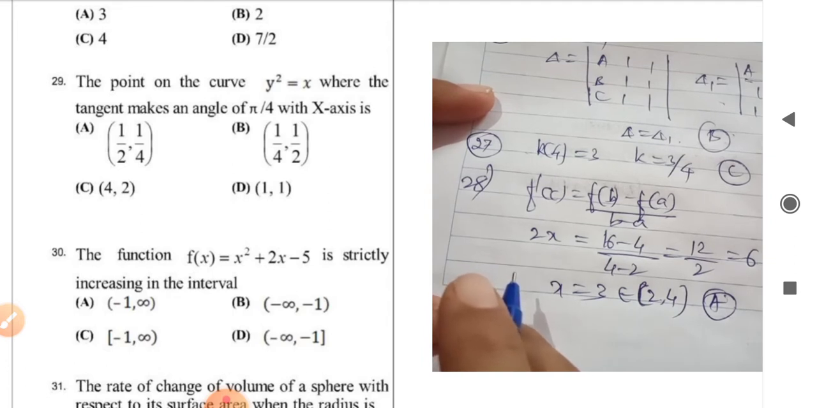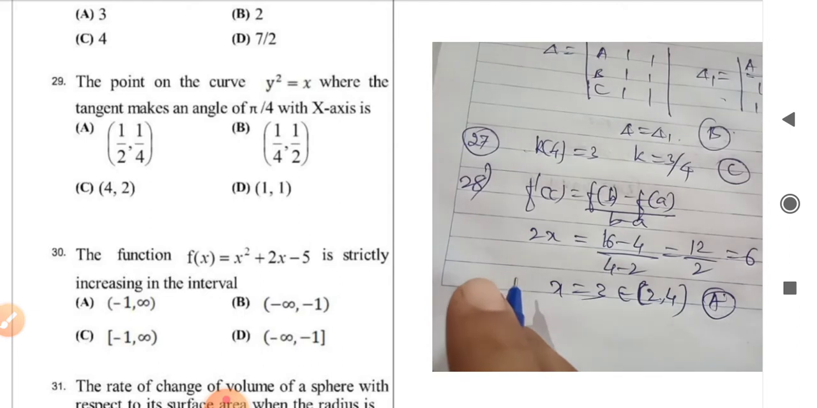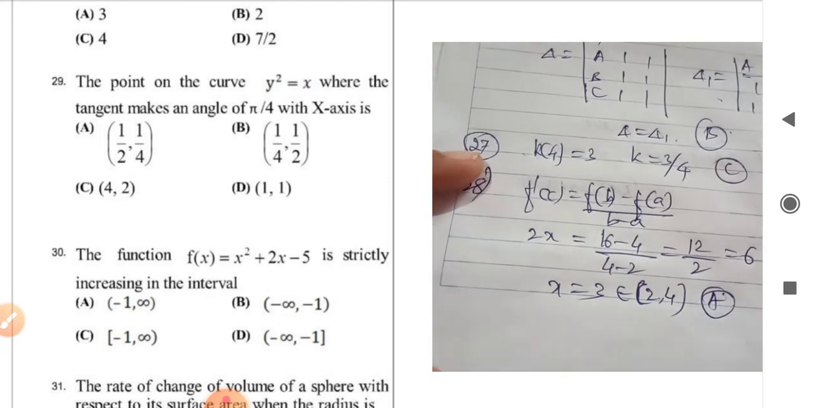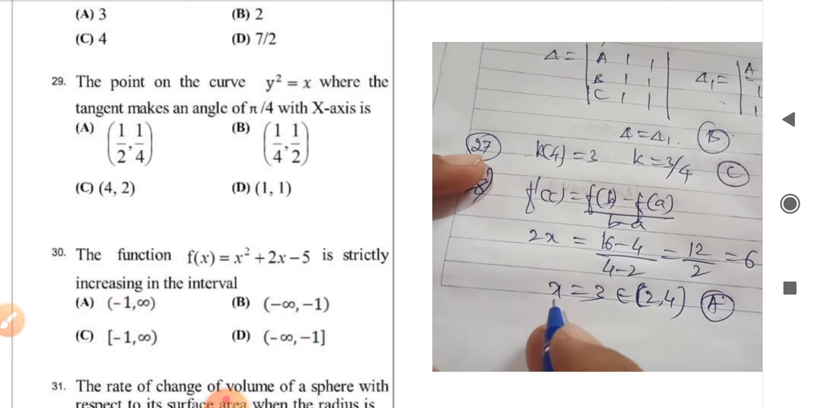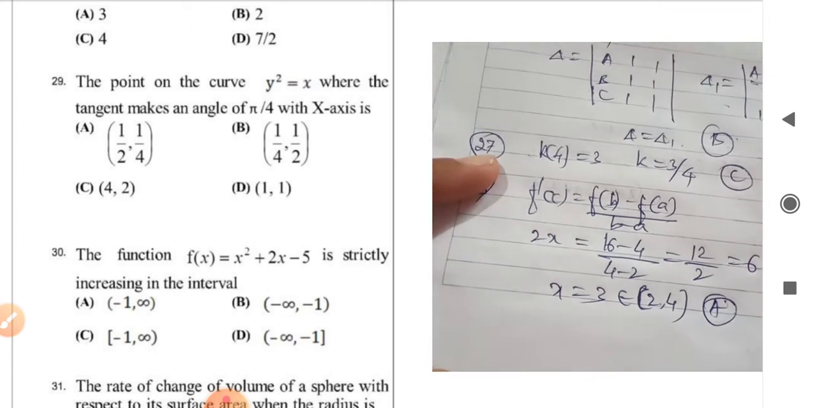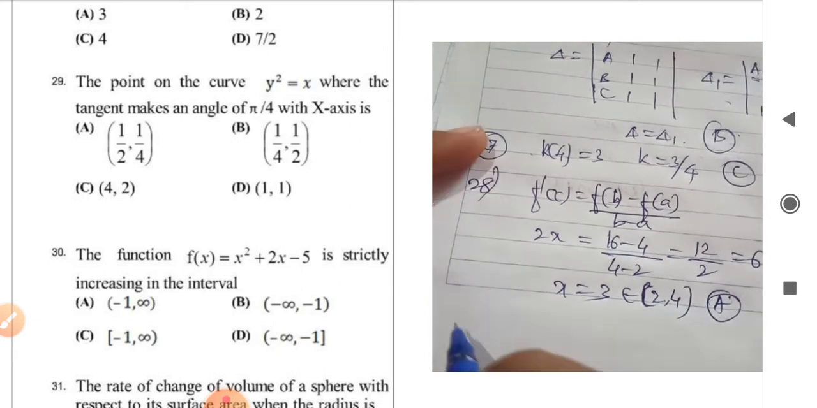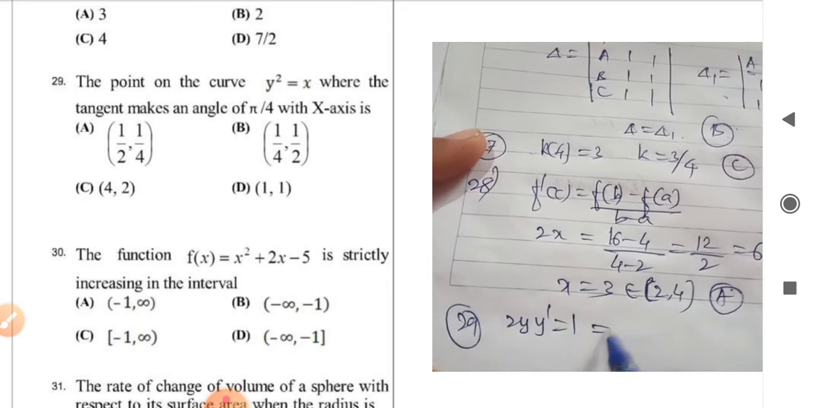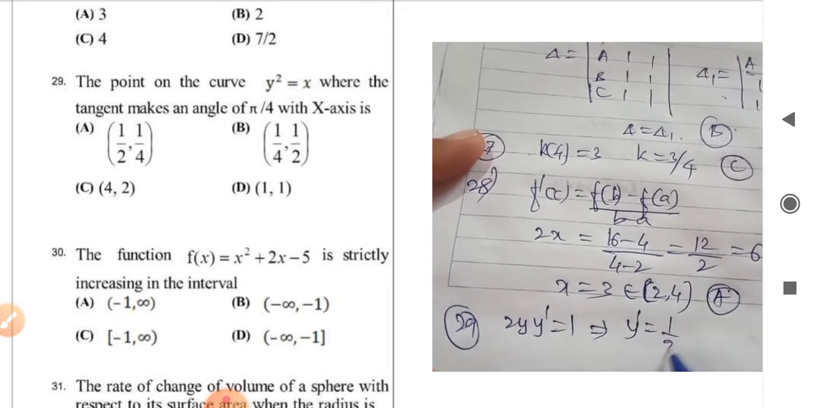Remember here, tangent making pi by 4 means tan theta equals tan pi by 4, which they have given for us. So tan pi by 4 equals 1. If I differentiate this, simply differentiate: 2y dash equals 1. This implies that y dash equals 1 by 2y, correct?